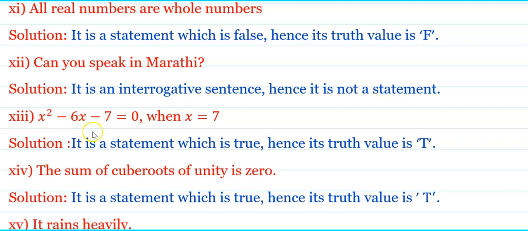X square minus 6x minus 7 is equals to 0, when x is equals to 7. If we substitute x is equals to 7, then it is a statement which is just true. If we substitute, that is 49. Okay, you can see there 49 minus 6 into 7, which is 42, minus 7, and overall you will get here 0. Therefore, it is a statement which is just true, and hence its truth value is T.